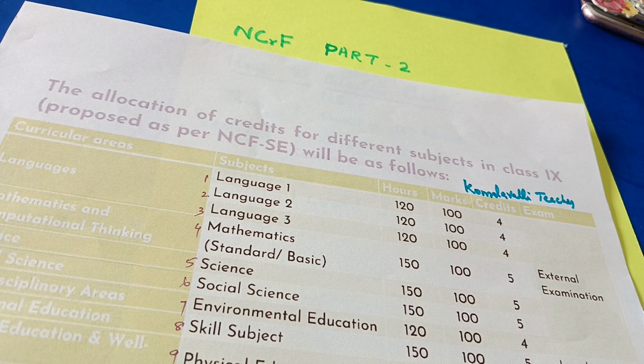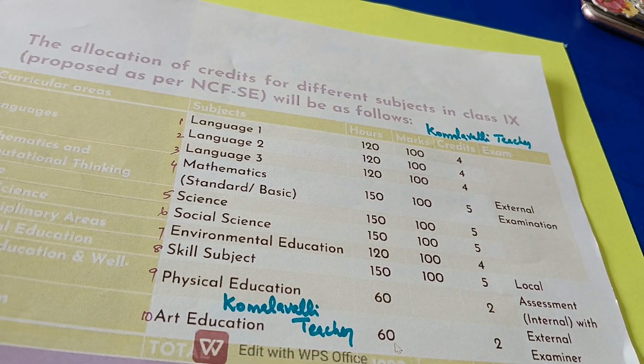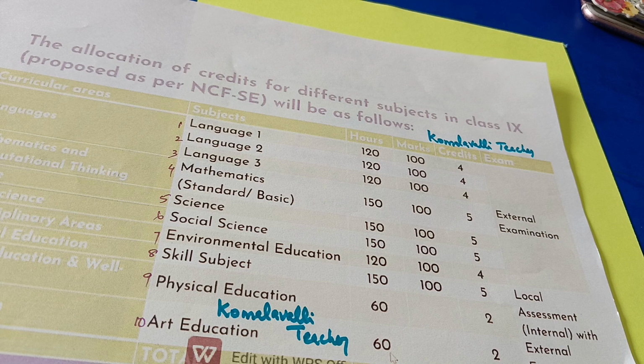National Credit Framework, NCrF. This document is from the National Curriculum Framework. And according to the National Curriculum Framework, this way credits can be given to subjects. And this is a proposed mark list, what we have seen in the last video.